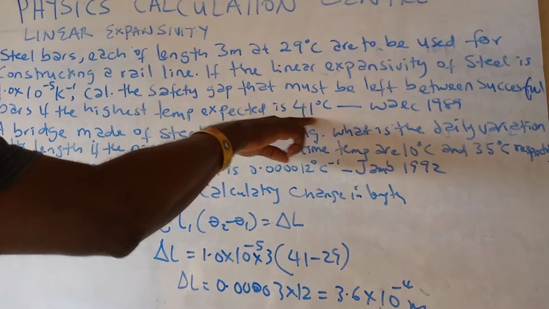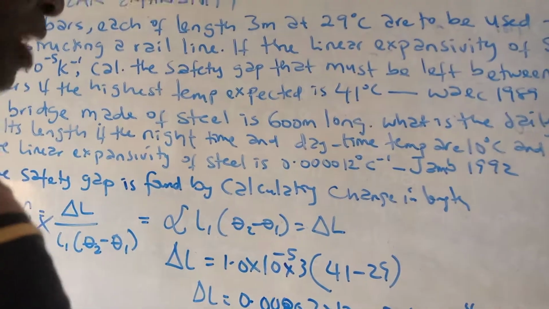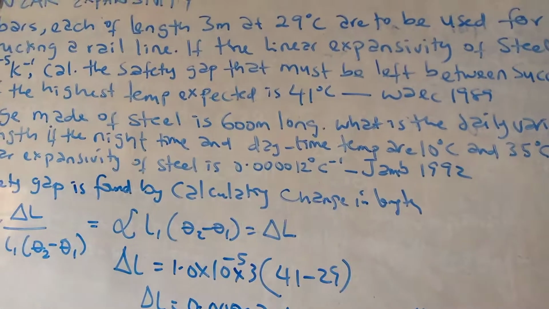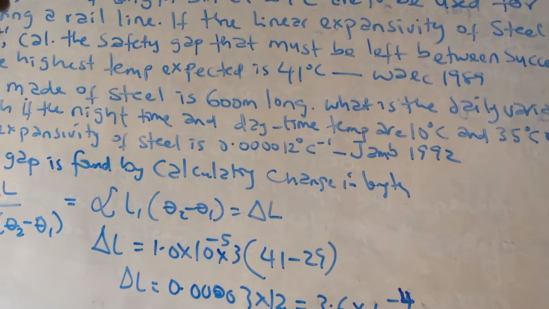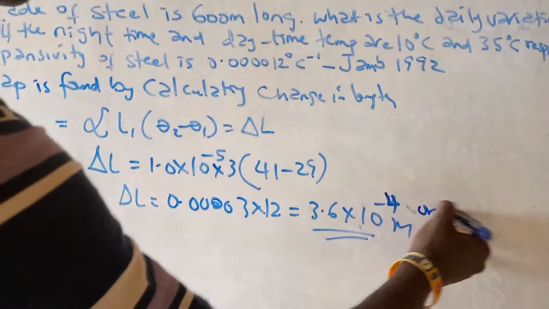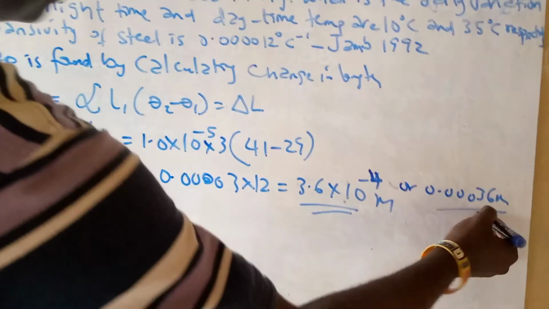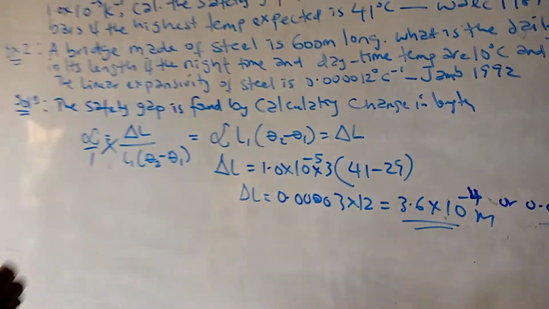So that is the projection. For you to rise to this temperature, this is the gap that we have to leave. So it gives you 3.6 times 10 to the power minus 4, or 0.00036 meters. Anyone? Okay. Example 2.